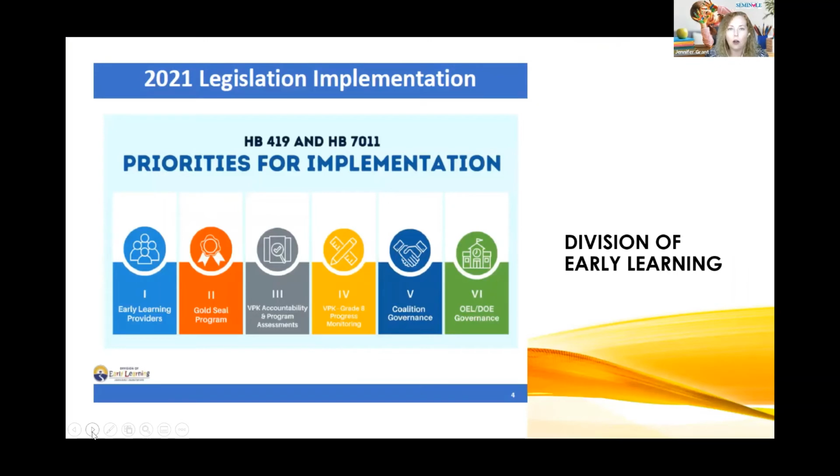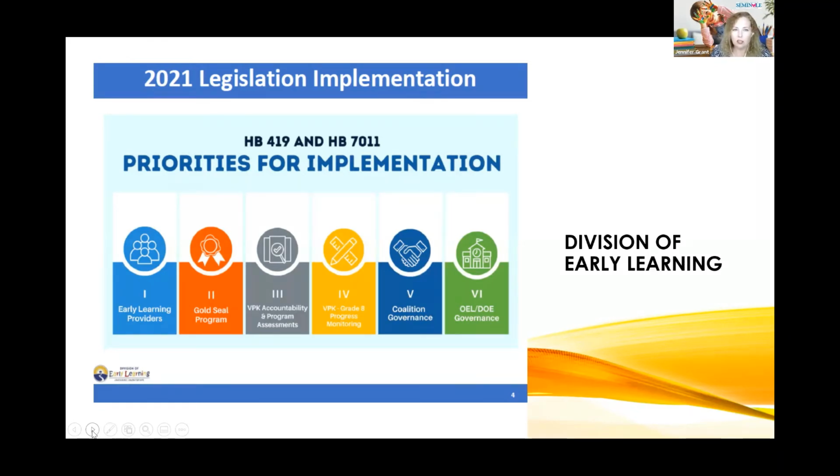Again, this is what previous leadership had listed as their priorities. Of course, addressing the issues for early learning providers, then the GoldSeal program, the accountability and program assessments for VPK program, the VPK through grade 8 progress monitoring. You all that are offering the VPK program will be part of the monitoring of children all the way through grade 8, truly a part of the educational continuum for young children. The coalition governance that I mentioned, and then the move of Office of Early Learning to the Division of Early Learning.